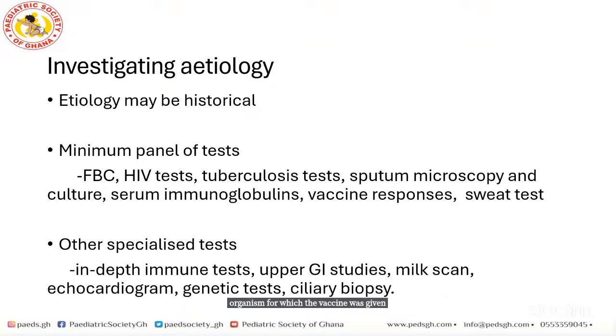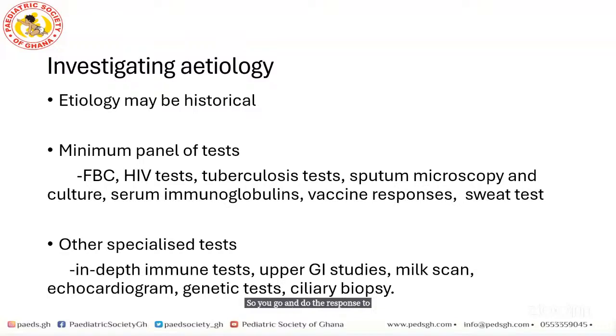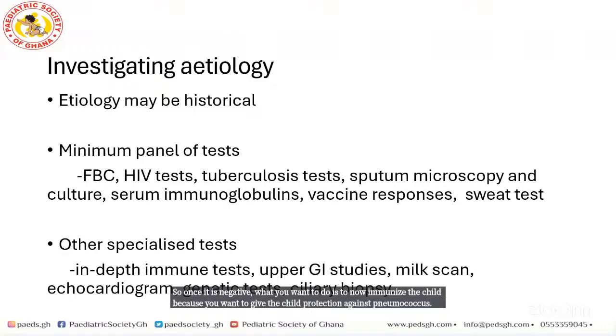So let's say, which organism? Let's say strep, okay. Let's say pneumococcus. Everybody born after 2012 has received pneumococcus. So you go and do the response to pneumococcus and it is absent. Okay? That may be indicative of an immunodeficiency. So the person is unable to mount the right response to the vaccination. So once it is negative, what you want to do is to now immunize the child, because you want to give the child protection against pneumococcus. Right? Part of the management, you want to give them as much protection from vaccination as you can. So you now go and immunize the child.